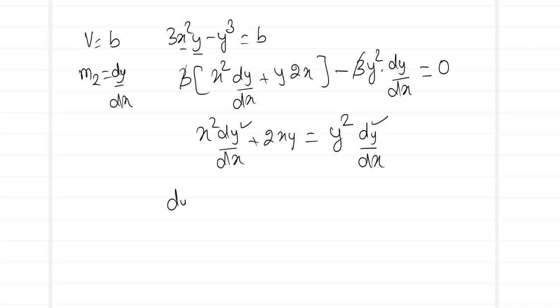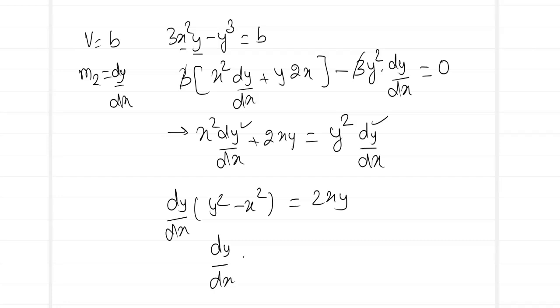So in which case dy by dx will be equal to y square, when I take this to the opposite side, will become minus x square. This will be equal to 2xy, and hence dy by dx will be equal to 2xy divided by y square minus x square. This is my m2. Now what I need to show, the next page I need to show that m1, m2 equal to minus 1.